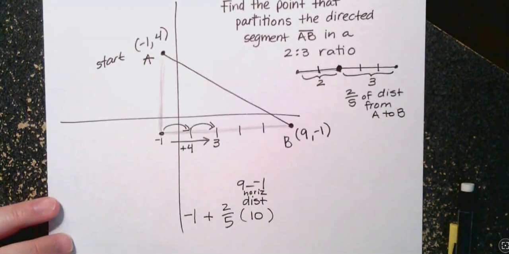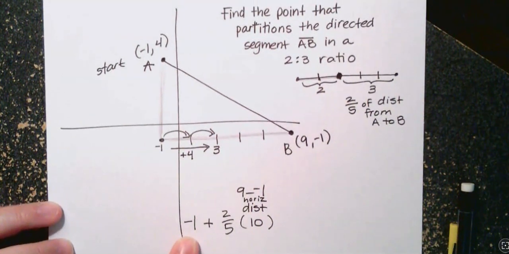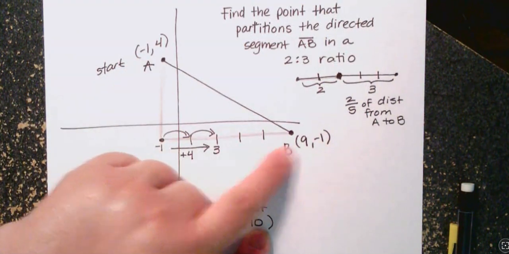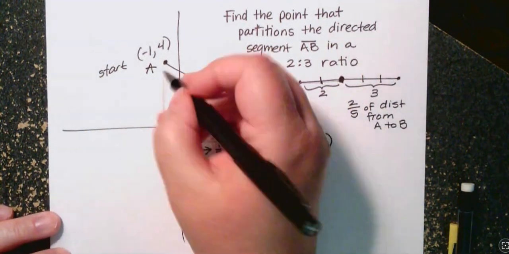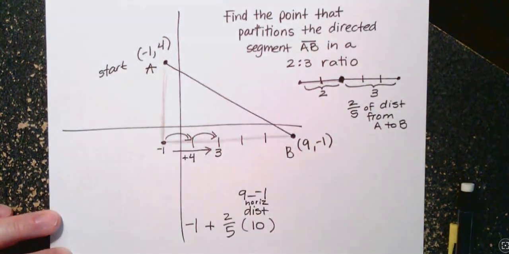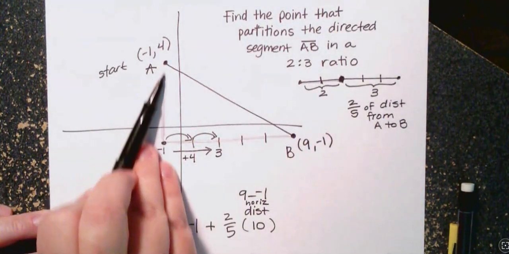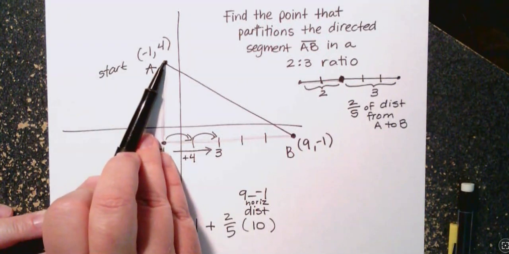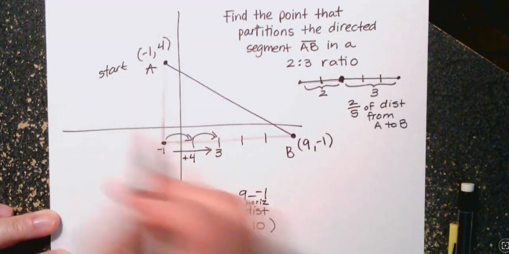Okay, so this is what I did in terms of horizontally. I started at my original X, and I went 2/5 of the distance from the first X to the second X. Okay, now I'm going to do the same thing here, and I'm going to do it a little bit more formulaically. I'm starting here, and I'm going there, because remember, A was my starting. So I'm going to start at my first Y, which is 4.